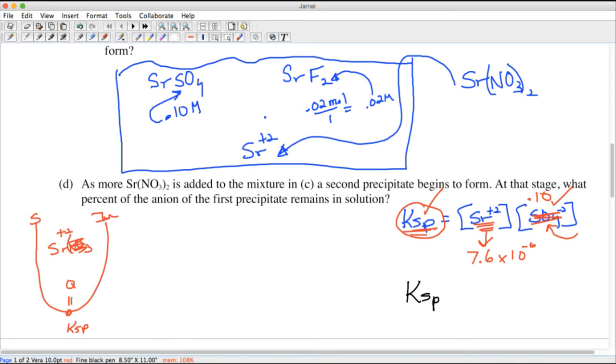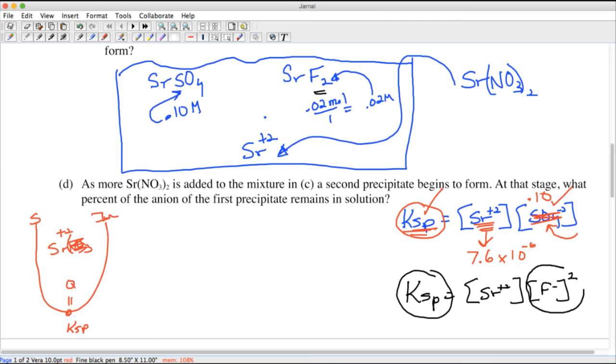And we do the same thing for the next one. KSP is equal to the strontium ion. They both have strontium ions. And then we have the F negative. Now this is squared because there's two F's in this stoichiometric problem. And of course we have the KSP and we have the F negative. They told us that, which in this case it is 0.02.